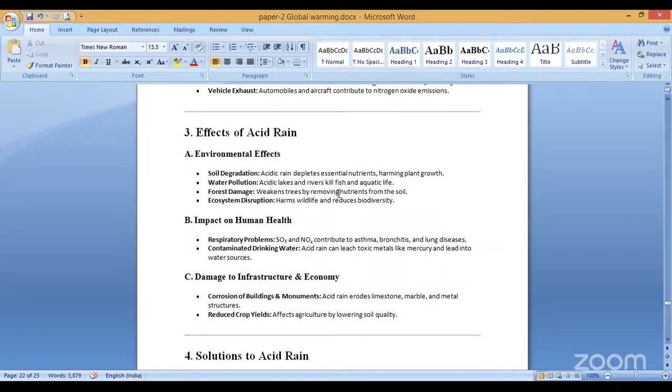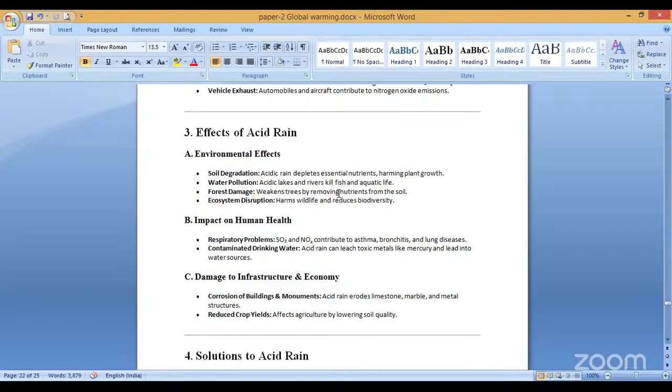Respiratory problems. Sulfur and nitrogen contribute to asthma, bronchitis, and lung diseases. Contaminated drinking water: acid rain can leach toxic metals like mercury and lead into our water resources. When those heavy metals are consumed or accidentally enter the human digestive system, they will give adverse health effects to humans, right? That's why be careful. Then let me read it once again.